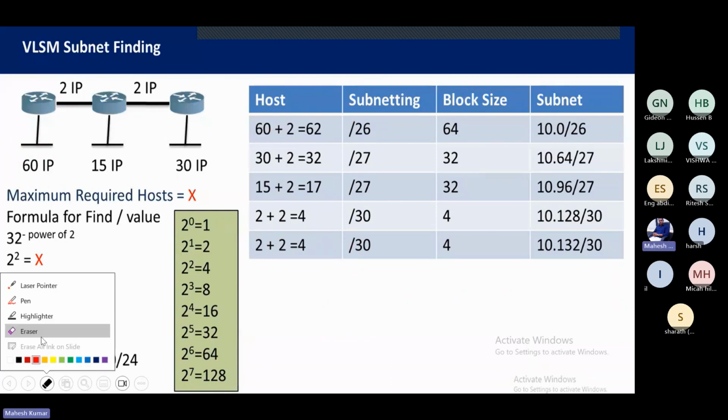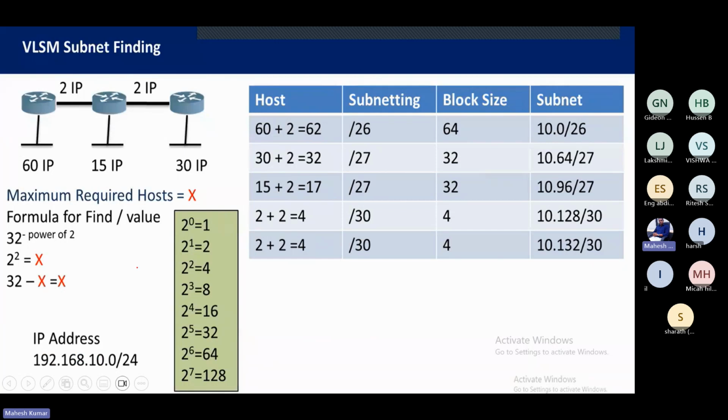Now go to the pane. So now I'm telling you, as per our requirement, we have three networks: router 1, router 2, and router 3, all connected together. In the first network, 60 users are connected. In the second network, 15 users. In the third network, 30 users. Also, we require IPs in between these routers: one IP for this interface, one IP for this interface, and the same for this interface.